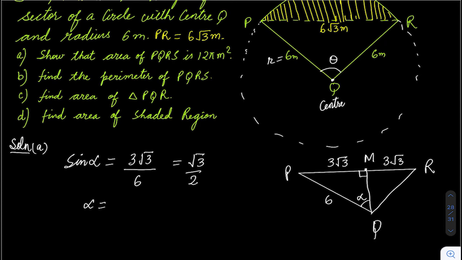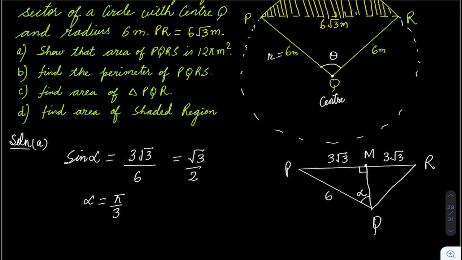Alpha will be equal to pi by 3 or 60 degrees. Now, if alpha is pi by 3, then obviously this is also alpha. So the angle theta is nothing but 2 times alpha, so it will come out to be 2 pi by 3. So that's one way. So basically we are using trigonometry in this, that is what is sine alpha.